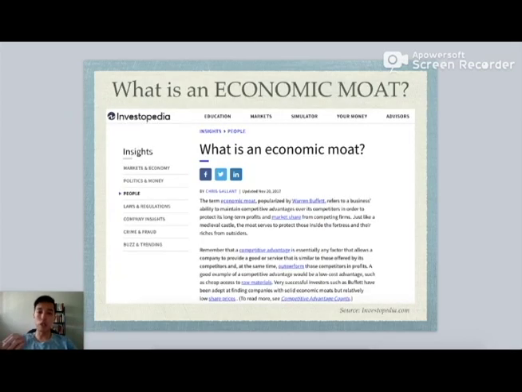The economic moat is a term that was popularized by Warren Buffett. He used it to refer to a business's ability to maintain its competitive advantage over its competitors, in order to protect its long-term profit.